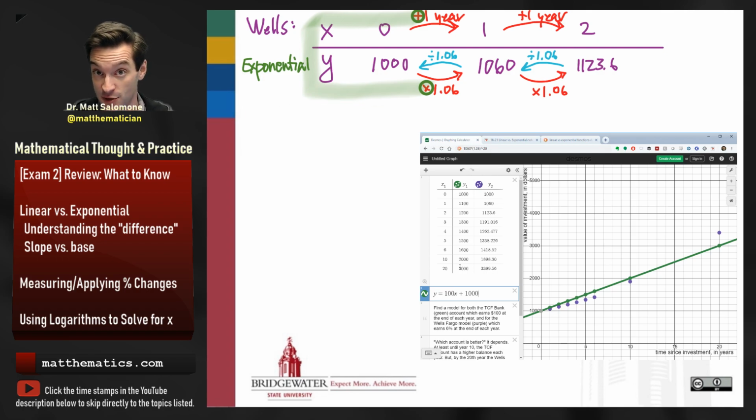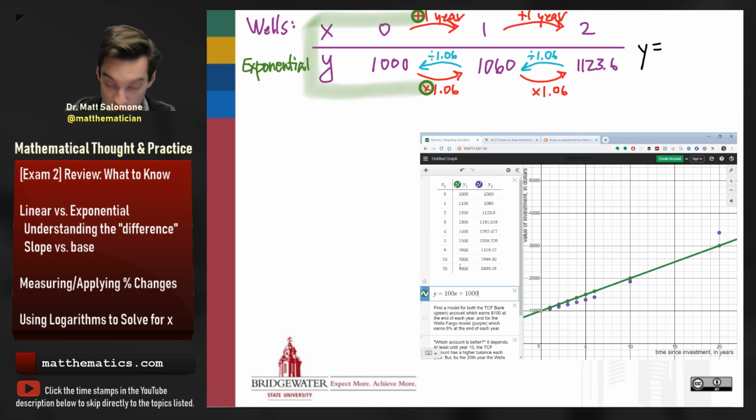That gives me an exponential relationship. So every time I increase my number of years by 1, I multiply my bank account value by 1.06. Okay, so let's then put in a template for an equation model that could help us to understand what's going on here.